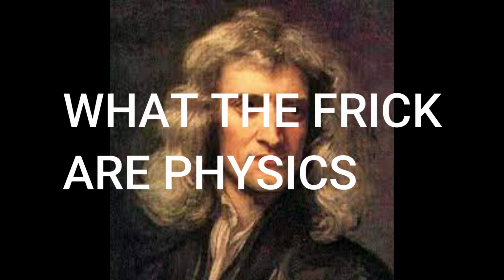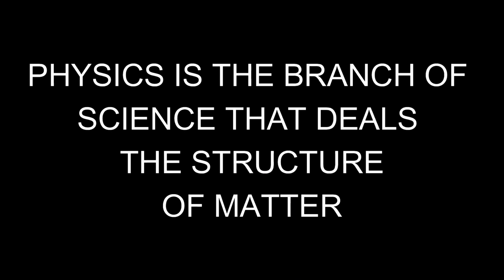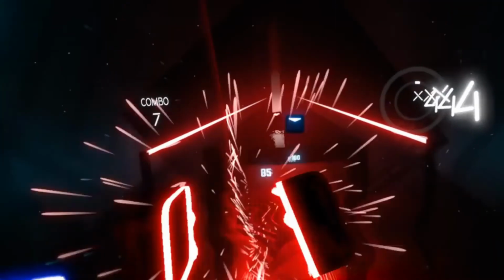Now, in order to make a golf game, you need physics. And what the frick are physics? Physics is the branch of science that deals with the structure of matter and how fundamental constituents of the universe interact. It studies objects ranging from very small using quantum mechanics to the entire universe using general relativity. So now you know what physics are, I guess we can make a game, right? Well, not after another 10 hours of Beat Saber.